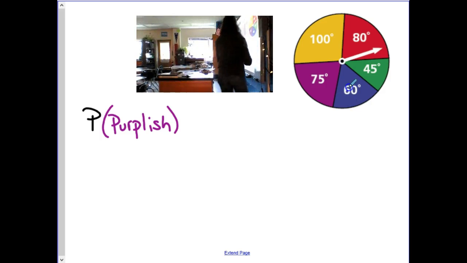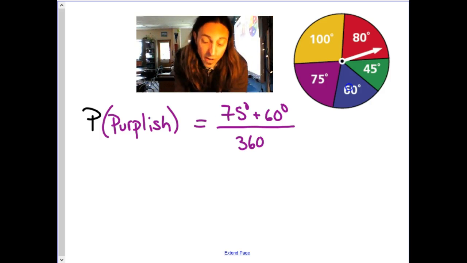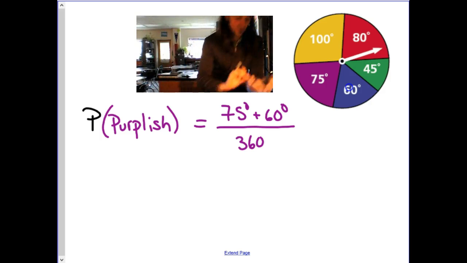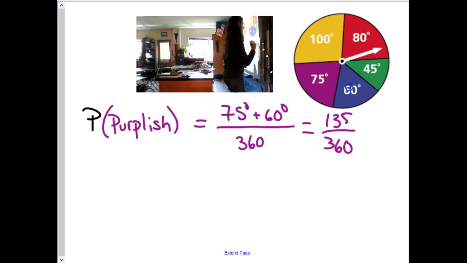So what we're going to say is purplish would be 75 degrees plus 60 degrees out of a total of 360. Right? And again, you can write this as a simplified fraction, as a decimal, or as a percentage. I'm going to do mine on my calculator right now. So it's 135 out of 360. Right? And that's 37.5%.